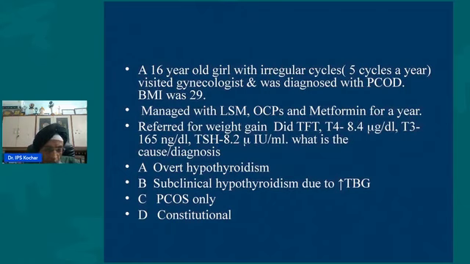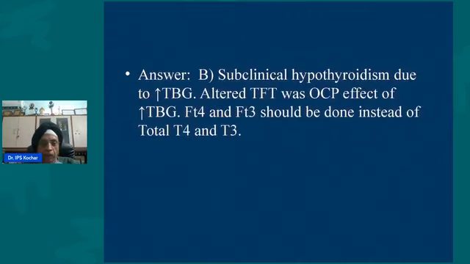TSH is high and T3 is a little on the higher side. T4 is okay because this is in micrograms. So there is an increase in TSH with normal T4 and T3. This is called subclinical hypothyroidism. This girl was given OC pills, and OC pills contain estrogen. Estrogen causes an increase in thyroxine binding globulin. When thyroxine binding globulin increases, the T4 and T3 will become less, so the TSH will increase. Therefore, this is because of increased TBG, altered thyroid function because of the oral contraceptive.